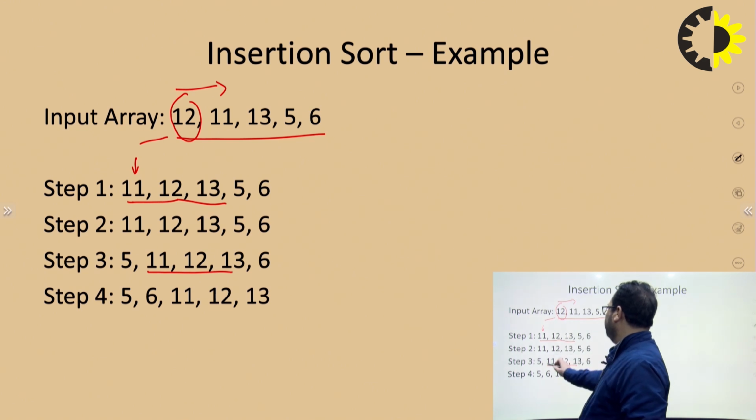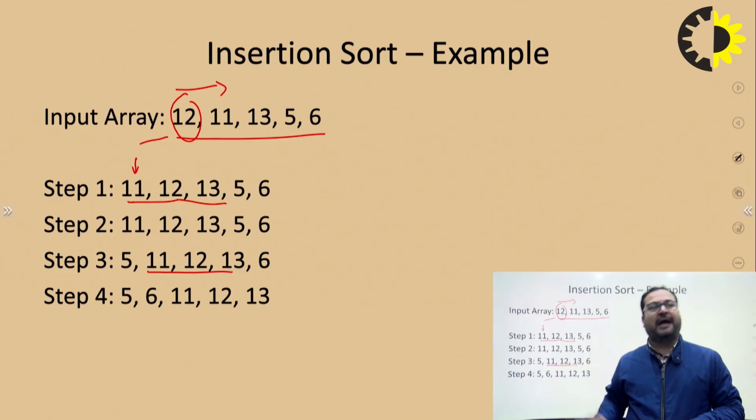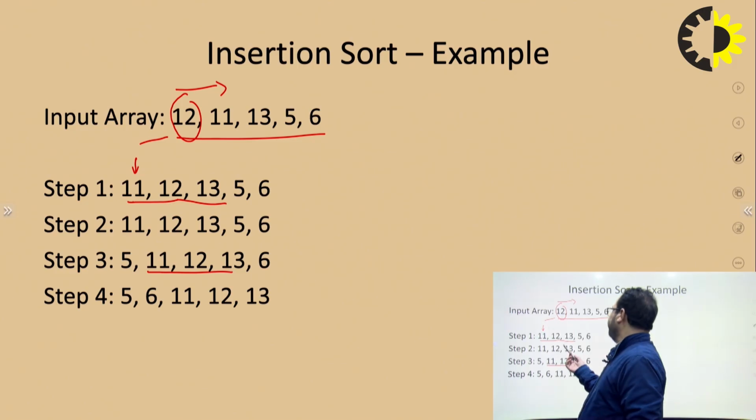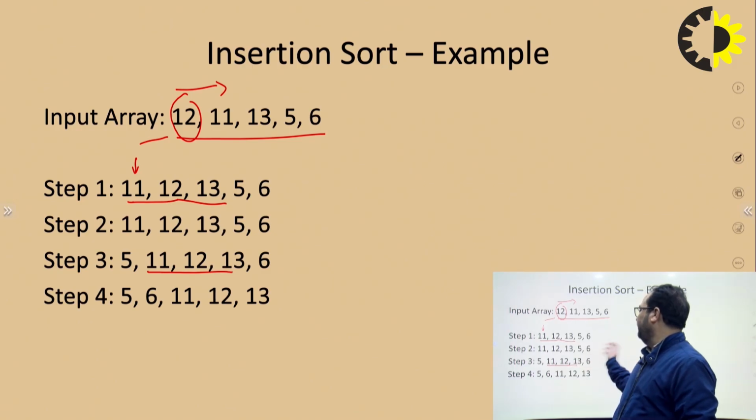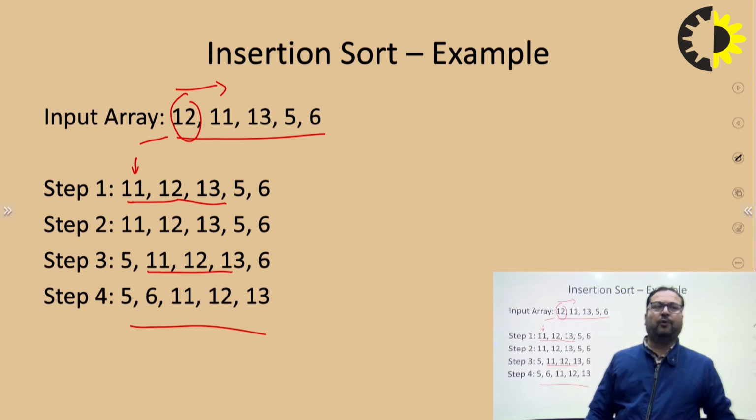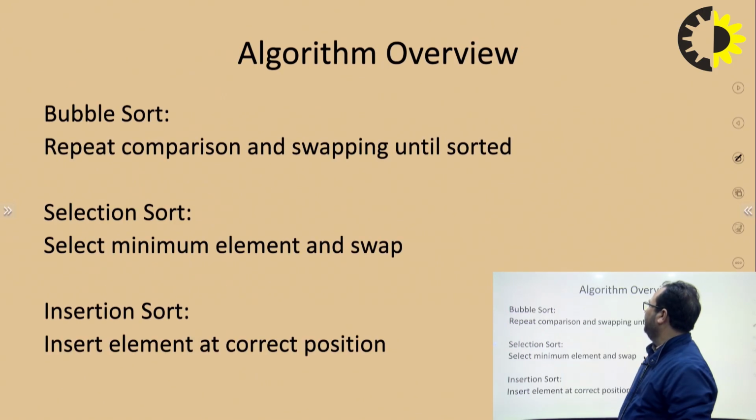Similarly 6, we see the 6 should come here. So once the 6 is there, every element after this second position must be shifted up, or you can say shifted right by 1. So 11, which was in second position, will lie on third, 12 will be fourth and 13 will be at fifth in this list. So this way of doing sorting is called insertion sort. So this is the example.